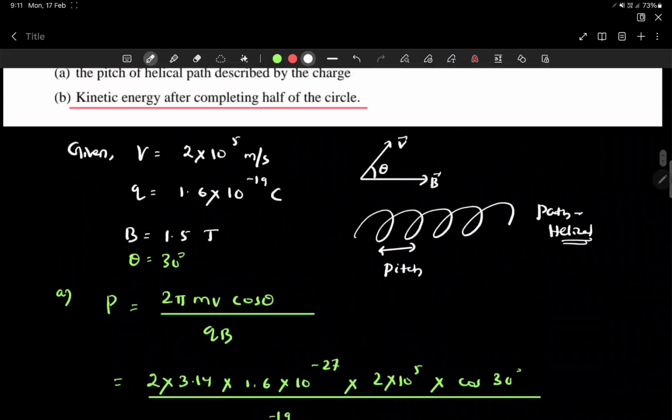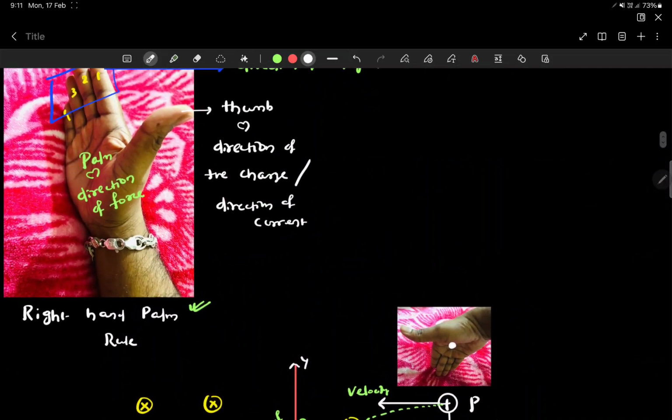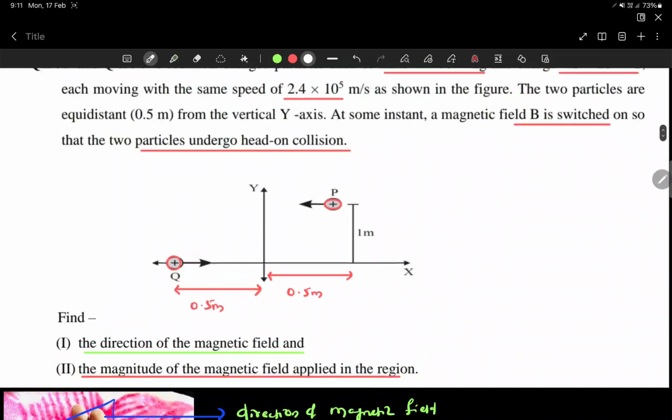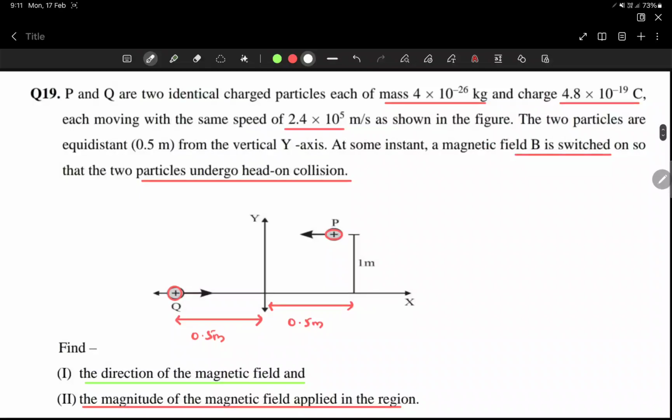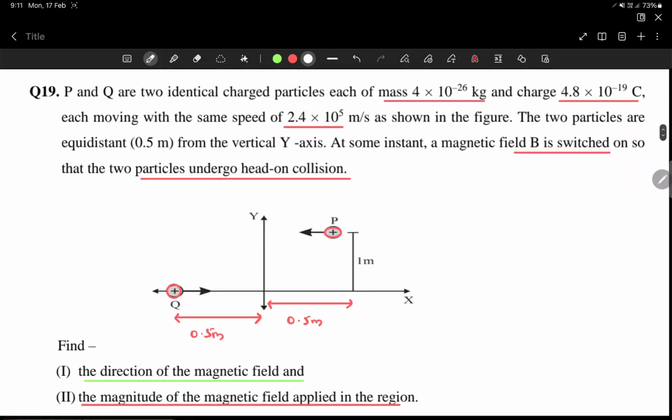This is a very, very important question, and in the first bit the diagrammatic part is very important. So now with proper attention try to solve this question.